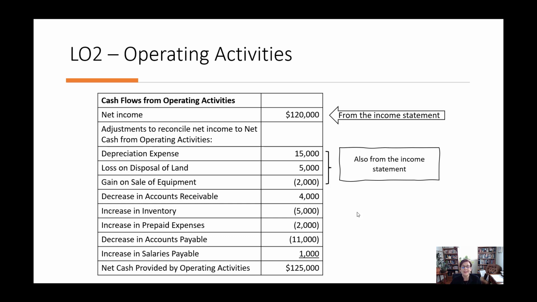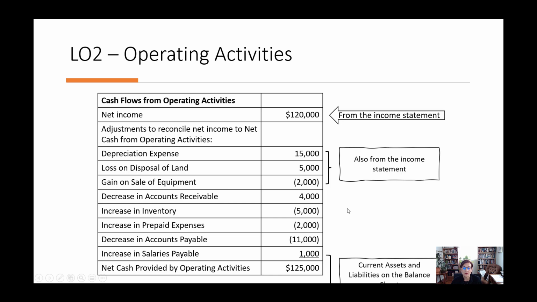All right, the losses and gains on disposals of assets, we do the opposite. And the reason we take them out is because we're going to account for those in the investing section. So the loss on disposal of land was subtracted from net income. We're adding it back. The gain on the sale of equipment was added to our net income, right? Gains are added, but we want to negate the effect of the gains and losses. So we're going to take the gain out of our net income, subtract it.